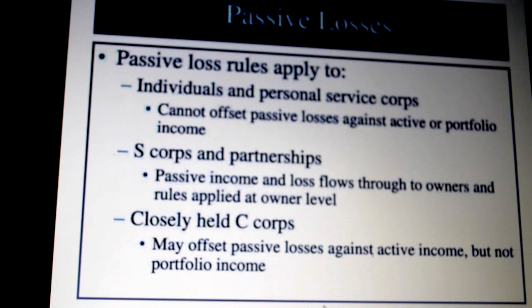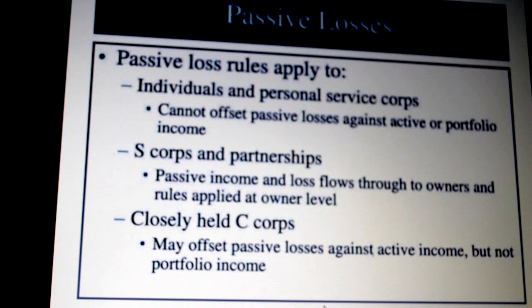A corporation is closely held if at any time during the last half of the taxable year more than 50% of the value of the corporation's outstanding stock is owned directly or indirectly by or not more than 5 individuals.